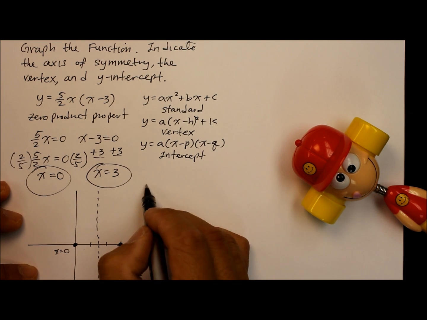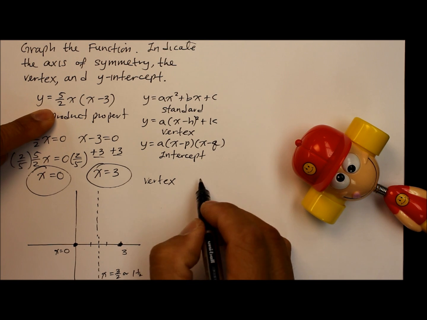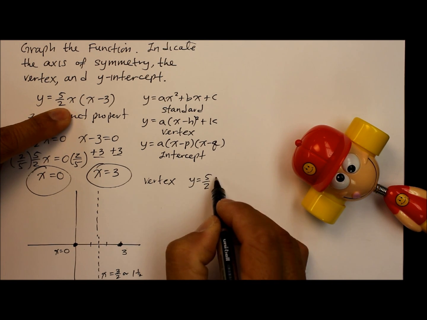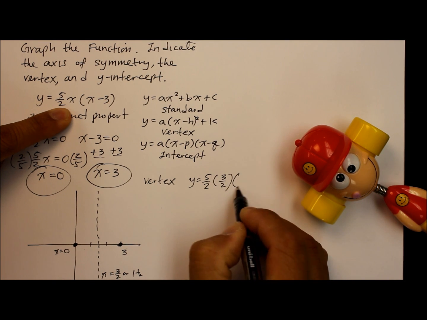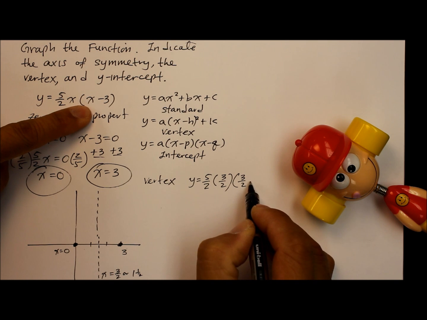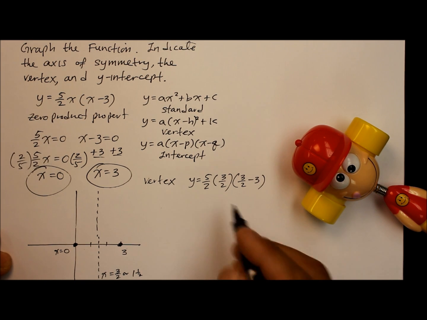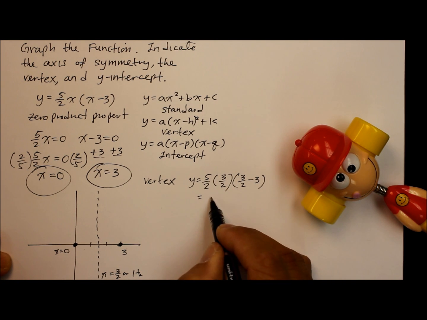Now, how do you find the vertex? To find the vertex, you have to take the original function, y is equal to 5 over 2 x times the quantity x minus 3, and plug in the x, what we found as 3 over 2, where the x is, and we evaluate to find the y. That'll give us the x and y coordinate. There's nothing to simplify here, so we multiply across, we get 15 over 4.